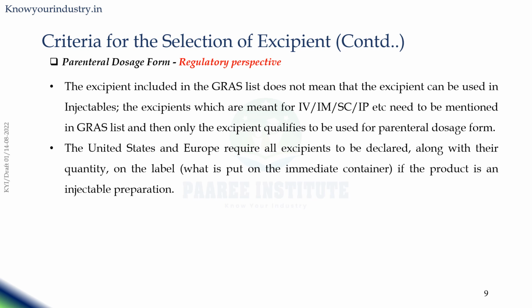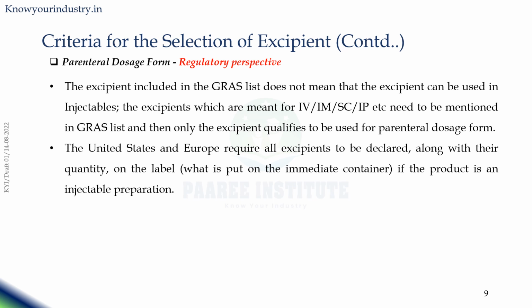Again, the regulatory perspective. Excipients included in the GRAS list does not mean that the excipients can be used in injectables. The excipients which are meant for IV, IM, SC or IP, etc. need to be mentioned in the GRAS list, and only then do the excipients qualify to be used for parenteral dosage form. The United States and Europe require all excipients to be declared along with their quantity on the label that is put on the immediate container if the product is an injectable preparation.